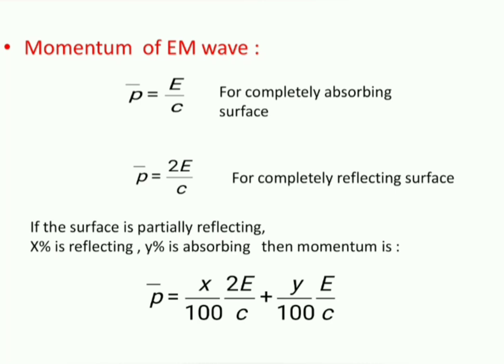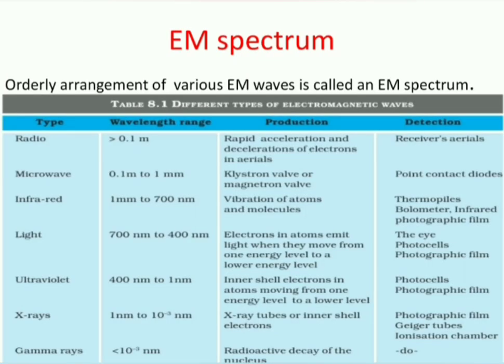But sometimes they give you a question where it is a partially reflecting surface. If x% is reflected and y% is absorbed, then in such a case momentum transferred is x by 100 into 2E by C, whichever is completely reflected, plus y by 100 into E divided by C. Remember here E is the energy of an electromagnetic wave.